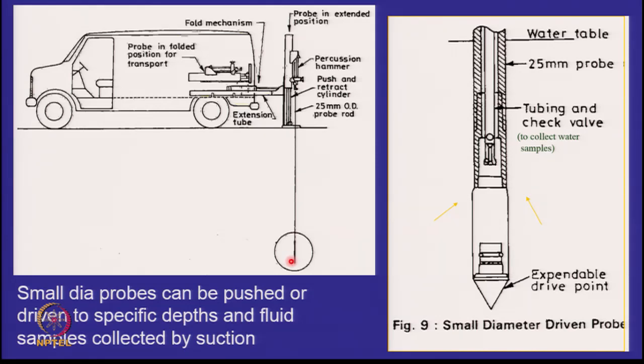5 to 7 meters. If you look inside this rod, what is happening? I just want you to see this. At 5 to 7 meters, the sample can be picked up by applying suction. Beyond 10 meters, you can't pick up by applying suction. You have to send in the sampler to retrieve.